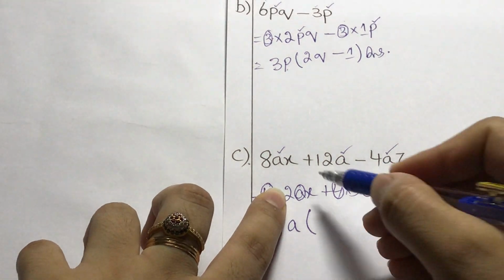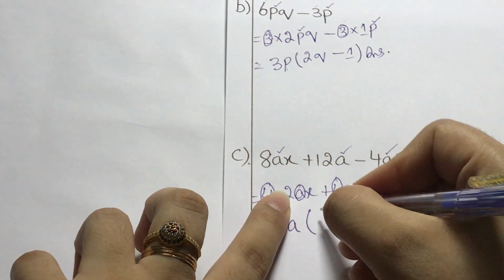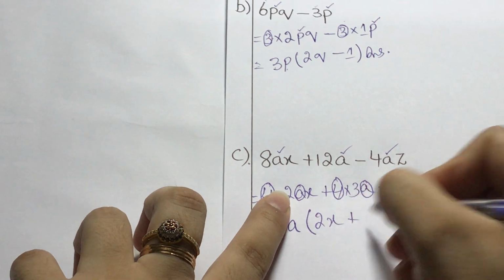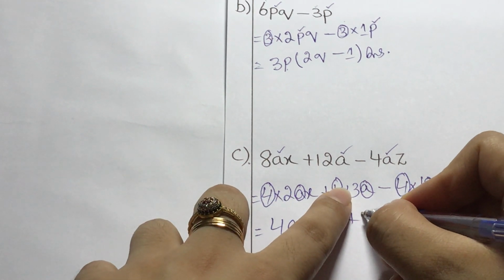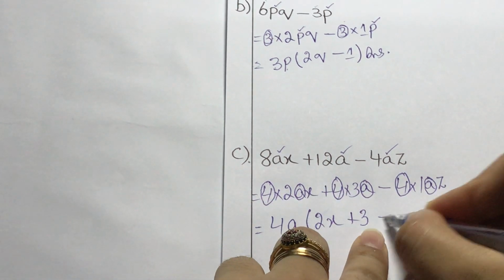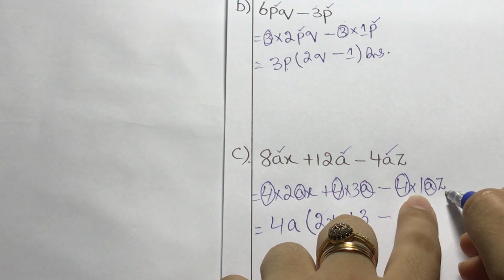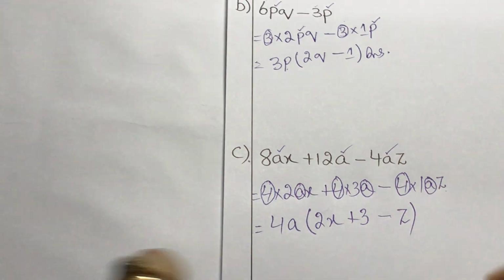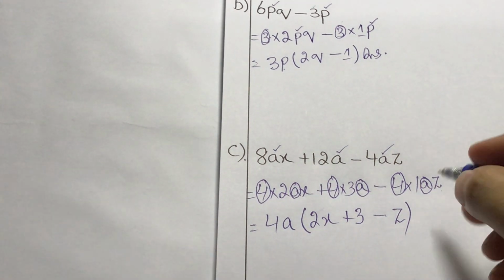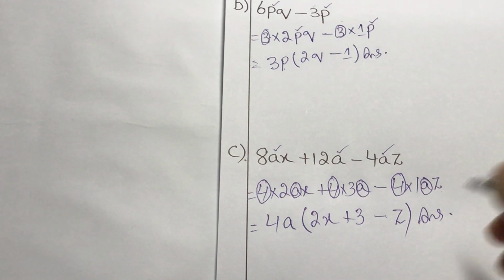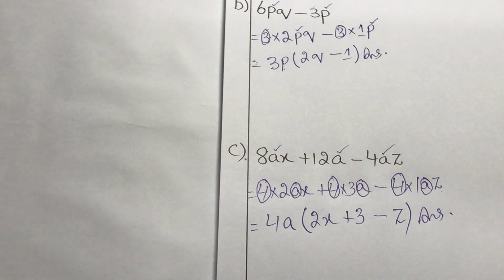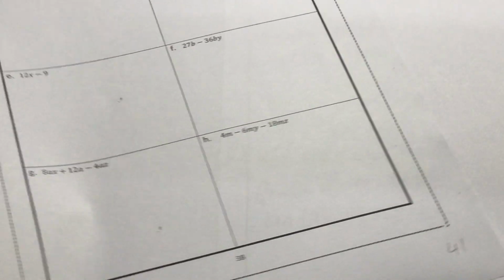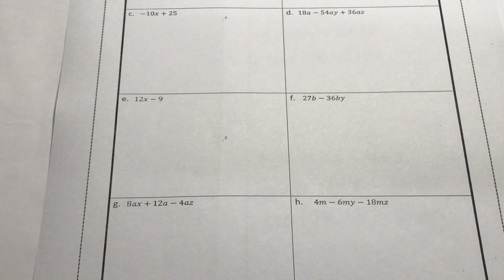What is left here? Now 2 and x plus what is left in our second term, that is 3, minus what is left in our third term, that is z. Right? So this is our factorization done. Understood? Hope you have understood the procedure, and now you can solve the sums given on page number 41 of your booklet. If you face any difficulty, you can contact me.